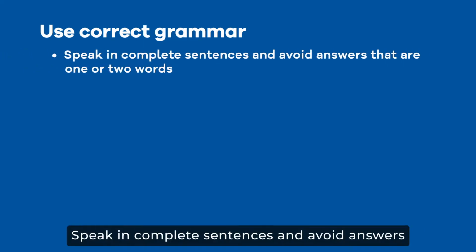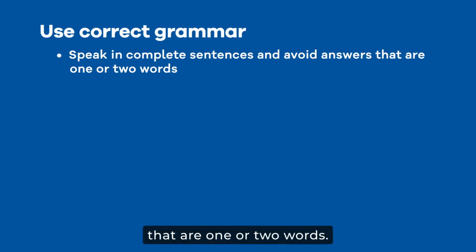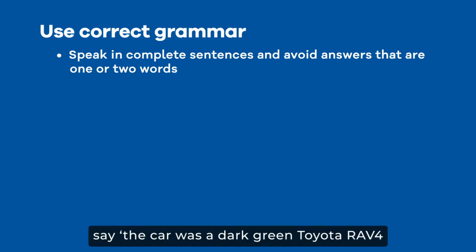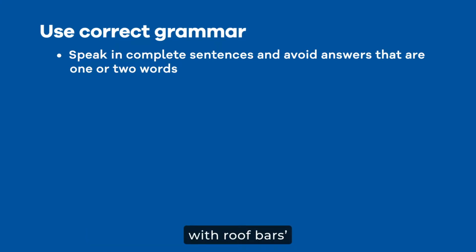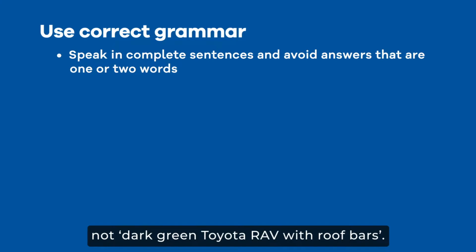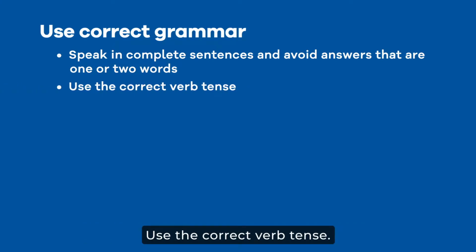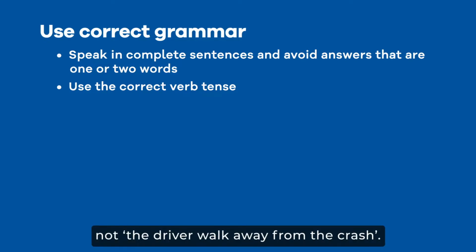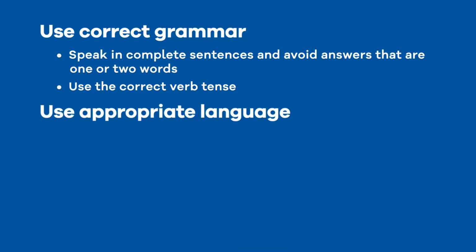Speak in complete sentences and avoid answers that are one or two words. For example, if you are asked to describe a car, say, the car was a dark green Toyota RAV4 with roof bars, not dark green Toyota RAV with roof bars. Use the correct verb tense. For example, say, the driver walked away from the crash, not the driver walked away from the crash.